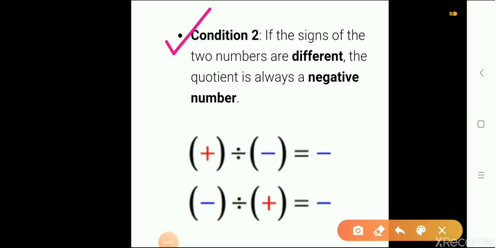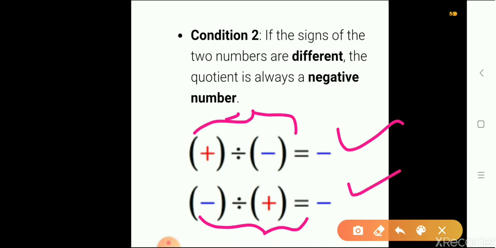The second condition is: if the signs of the two numbers are different, the quotient is always a negative number. So whenever we divide two numbers having different signs, we get a negative result. If we divide a positive number by a negative number, we get a negative result. Or if we divide a negative number by a positive number, we get a negative result. So in short, whenever we divide two integers having different signs, we get a negative result in both cases.